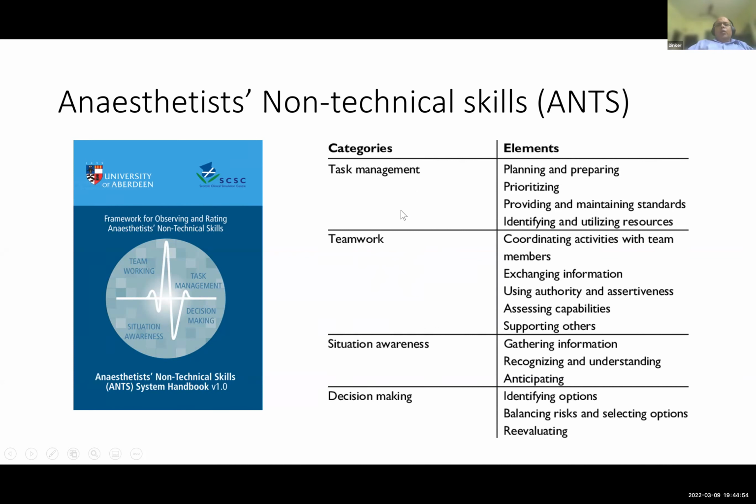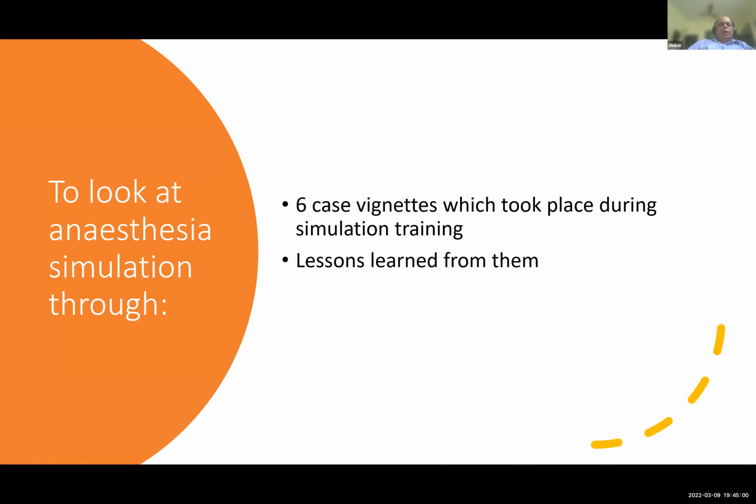And in fact, in the UK, it's compulsory for anesthesia residents to go through training in all these areas through simulation. Now, we are going to be looking at 5 case figures. I'm sorry, I think I mentioned that wrongly there, and what lessons we have learned from them.